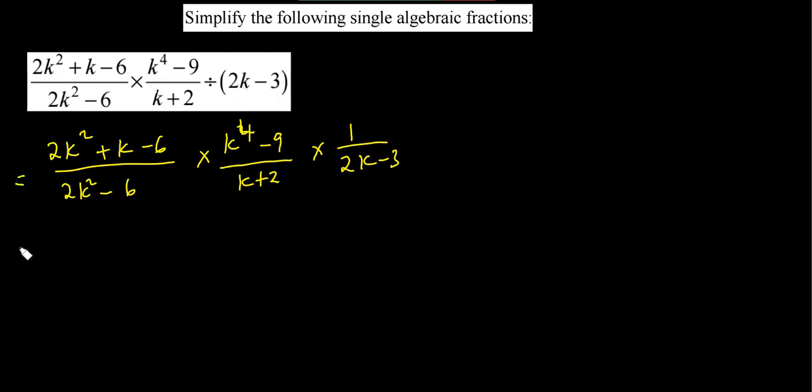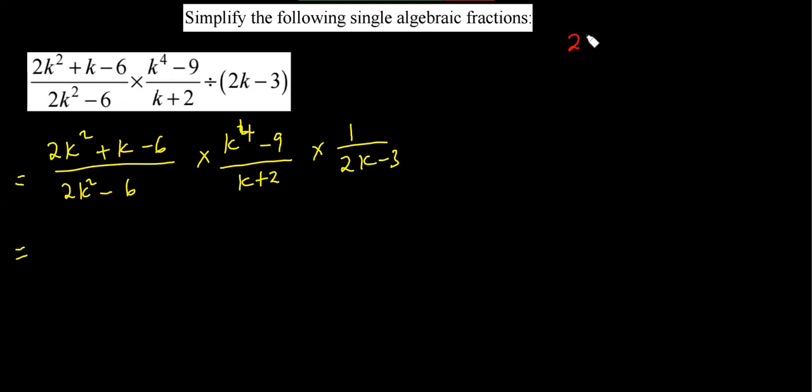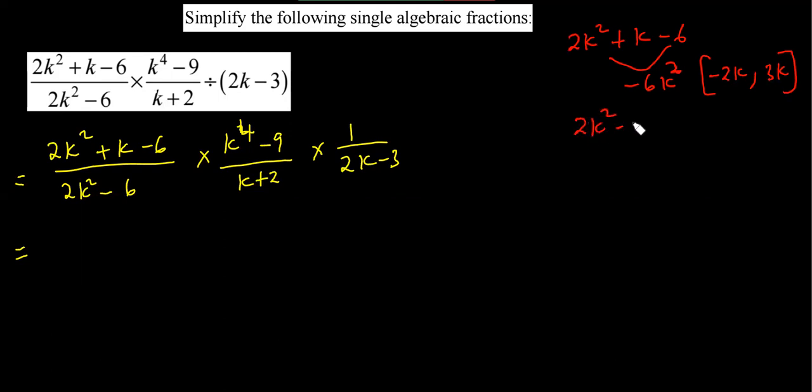So what are we going to get from there? Let's try to factorize this one separately and see what we get. 2k squared plus k minus 6. We get negative 6k squared. We take the factors that multiply to give negative 6k, and we add them to get positive k. So this is going to be minus 2k and 3k. Then here we're going to say 2k squared minus 2k plus 3k, substituting k with these two in the minus 6 here.